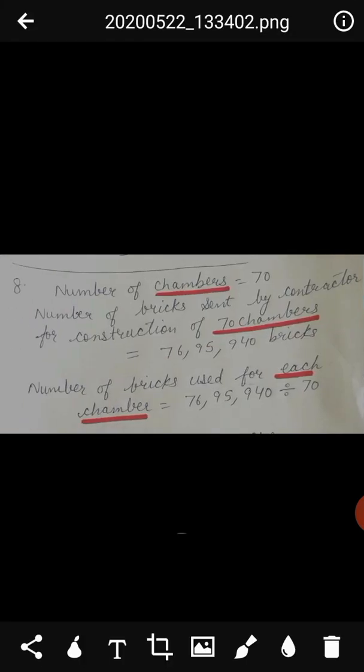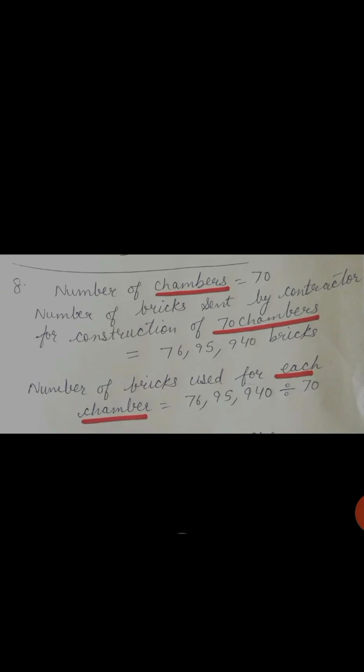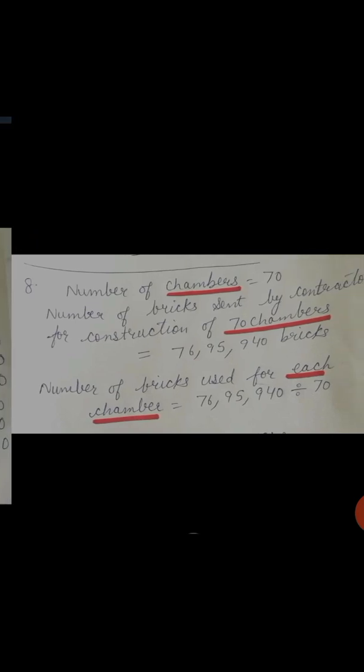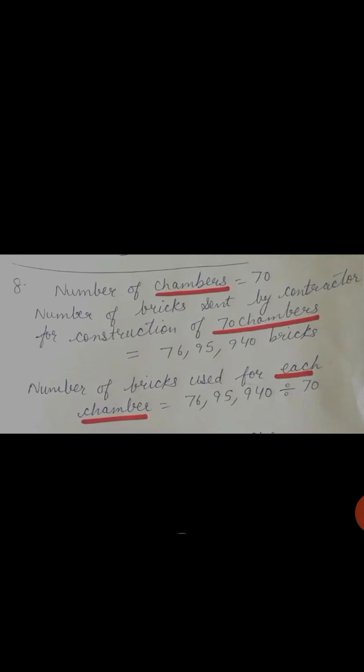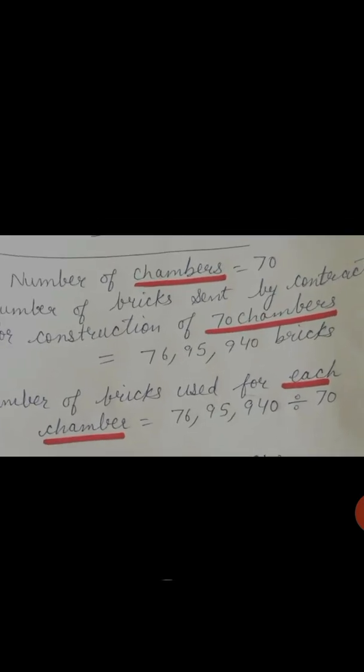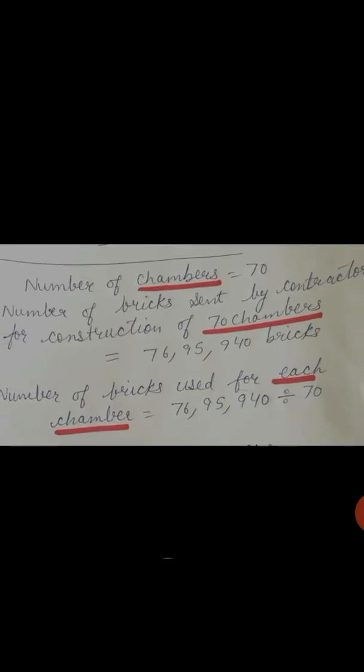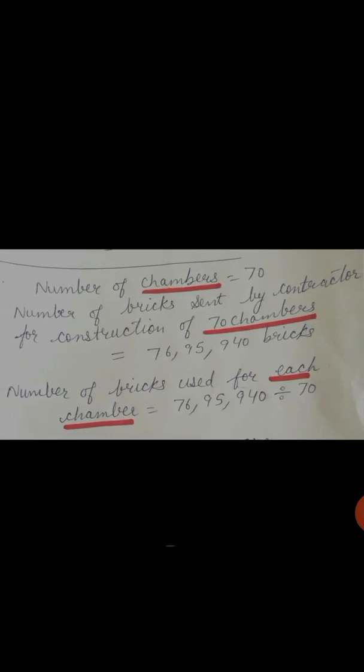So first of all write what is 70, then write what is 76 lakh 95,940. So write number of chambers are 70 and number of bricks sent by contractor for the construction of 70 chambers is 76 lakh 95,940. Next you need to find: what you have to find? That line you need to write: number of bricks used for one chamber, for each chamber. One or each. So here many to one.